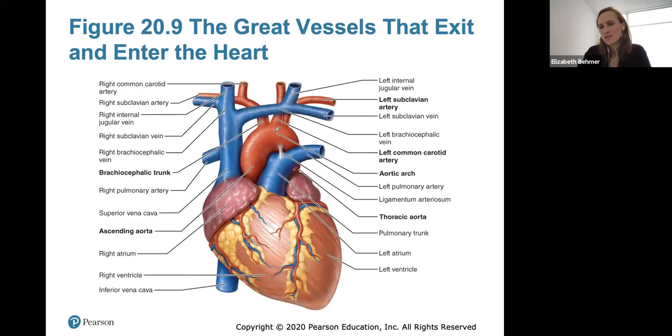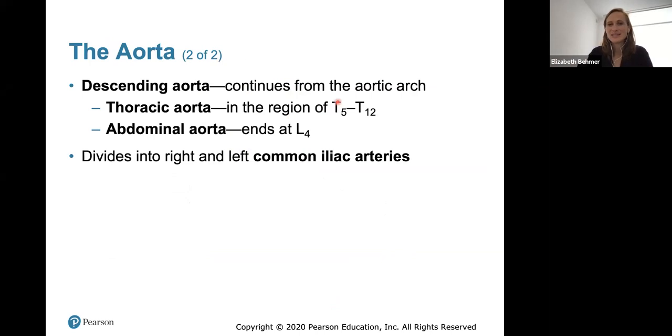So as the aortic arch comes around, these three branches come off of the aortic arch. The brachiocephalic trunk comes off on the right side, and that will branch into a right common carotid artery, which brings blood to the head and neck, and then the right subclavian artery, which brings blood to the right arm. The left common carotid artery brings blood up the left side of the neck to the head and neck, and then the left subclavian artery brings blood to the left arm. The descending aorta then continues through the aortic arch. It eventually divides into right and left common iliac arteries, which will bring blood down the legs.